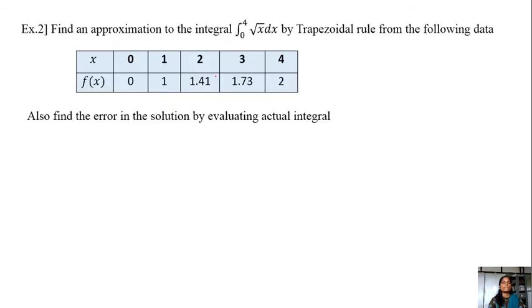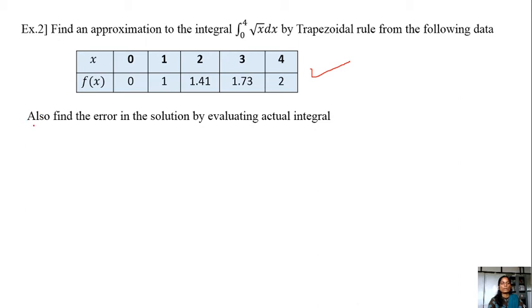Next example, find an approximation to the integral. The integral is 0 to 4 square root of x dx by the trapezoidal rule from the given data. So sometimes this data is given, and if data is not given, we have to prepare it as we have done in the previous example.